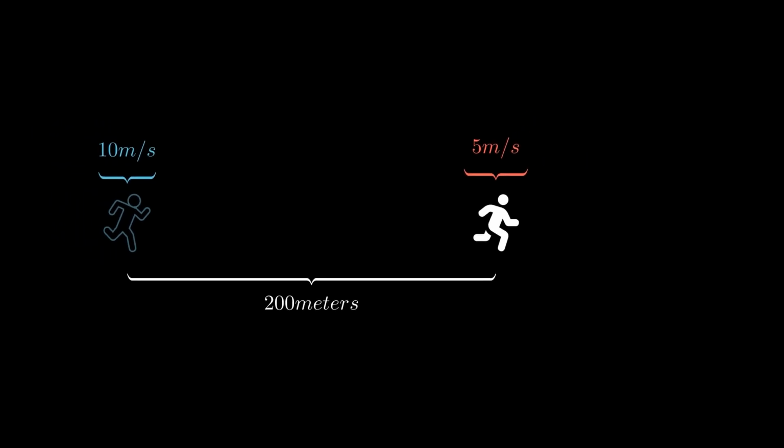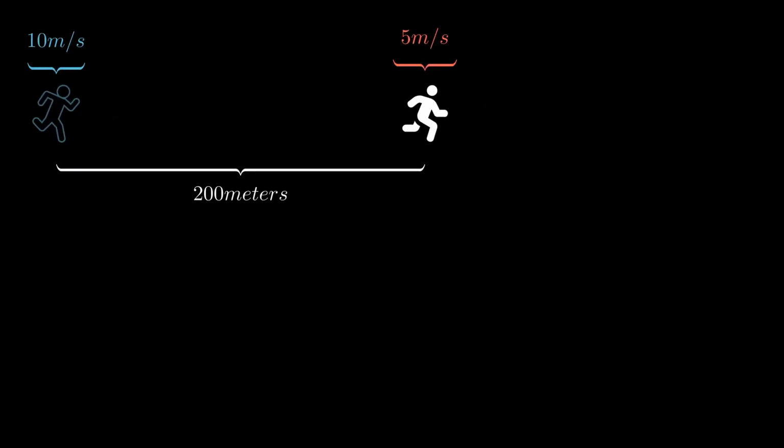In order to find where the blue runner will catch up and ultimately pass the white runner, we can do some simple algebra and set up the equation 10t equals 5t plus 200, where t represents time. If we subtract 5t on both sides, then divide both sides by 5, we isolate t and get a value of 40 seconds. Basically, after 40 seconds, the blue runner will catch up and pass the white runner.